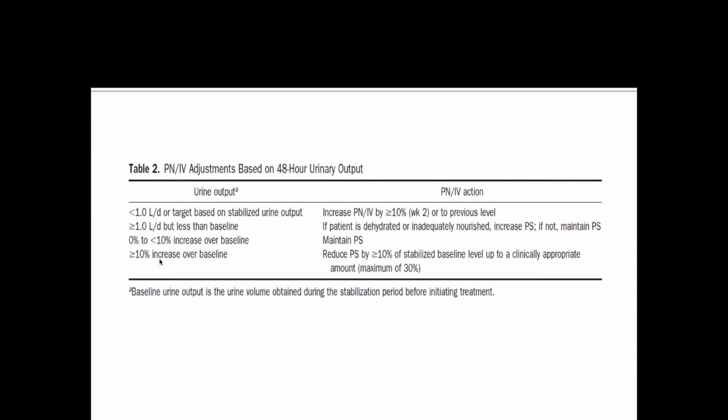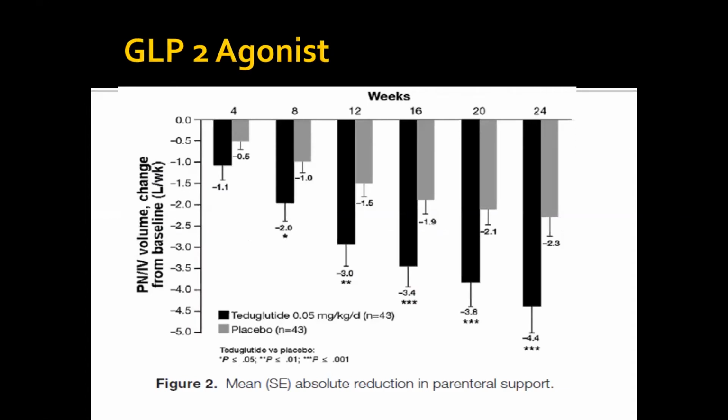If their urine output increased by 10%, then they will reduce the TPN, which means indirectly their intestine is absorbing more. They are becoming more efficient in the absorption of enteral nutrition. They will reduce 10% of the TPN and increase 10% in their enteral nutrition supplement. And over the 24 weeks period, they found patients on the treatment group, the teduglutide group, were twice as efficient in their bowel rehabilitation. By the end of 24 weeks, they were able to reduce an average of 4.5 liters per week of their TPN, compared to the placebo group, who reduced about 2.3 liters per week.